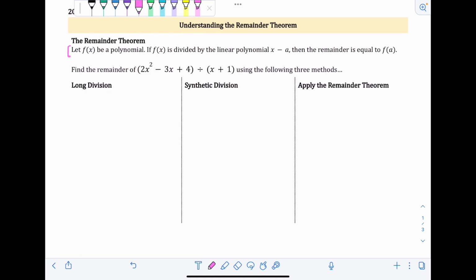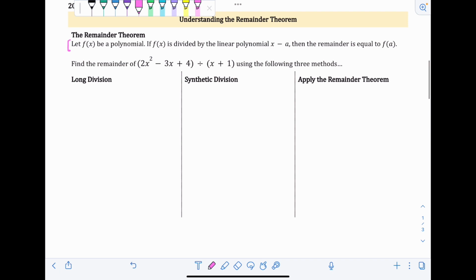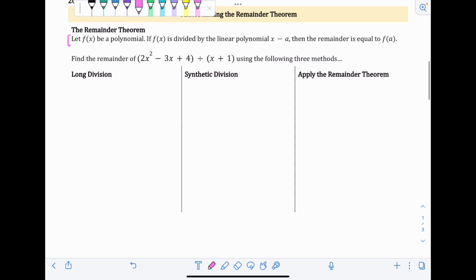is most efficient. Okay, so find the remainder of 2x squared minus 3x plus 4 divided by x plus 1 using the following three methods. If you haven't watched the lesson 19 video yet, you definitely need to watch it, because that's where we do long division and synthetic division for the first time. Make sure you go back to it before finishing this.